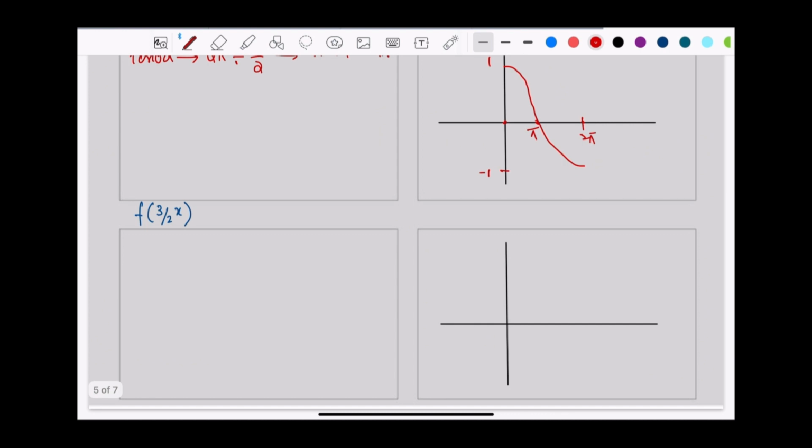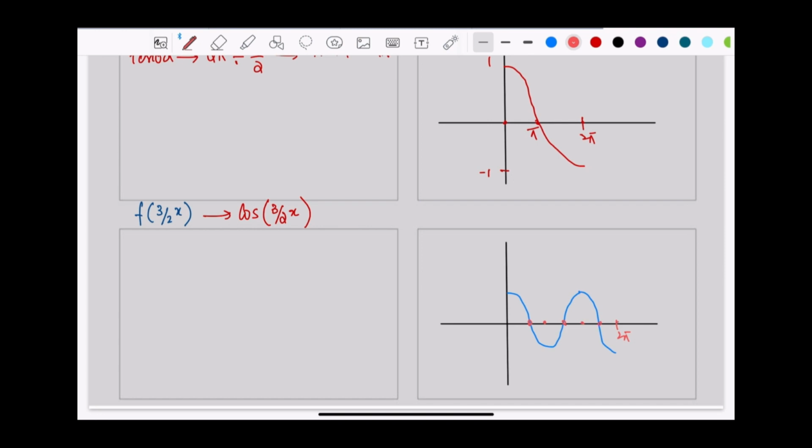So 3 pi over 2x, which means there are 1.5 or 3 over 2 waves. So cos of 3 over 2x. So 3 over 2 means, first of all, draw them. So 1 and a half. So this value here is 2 pi, and 1, 2, 3, 4, 5, 6.